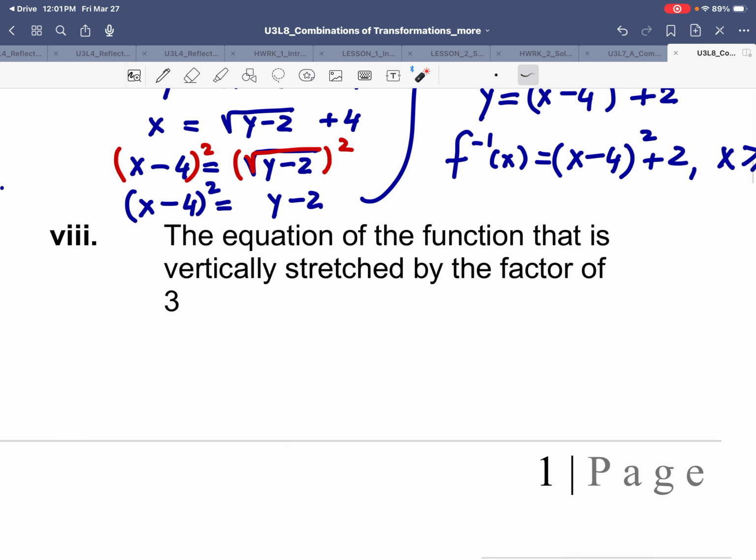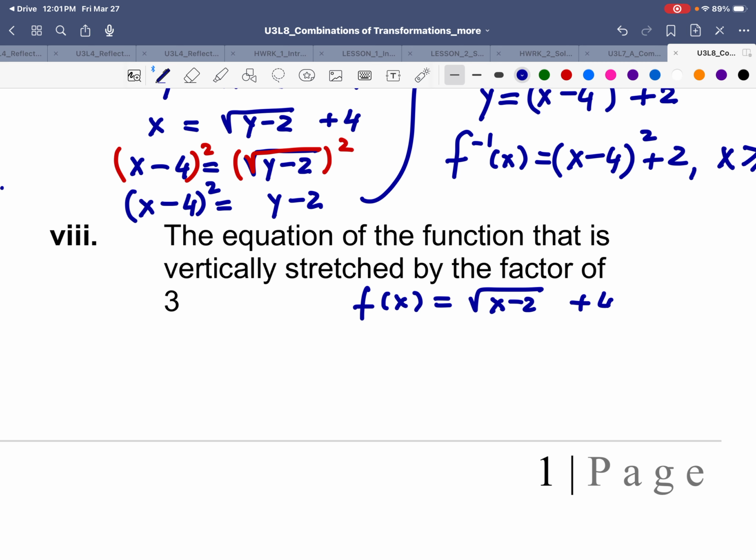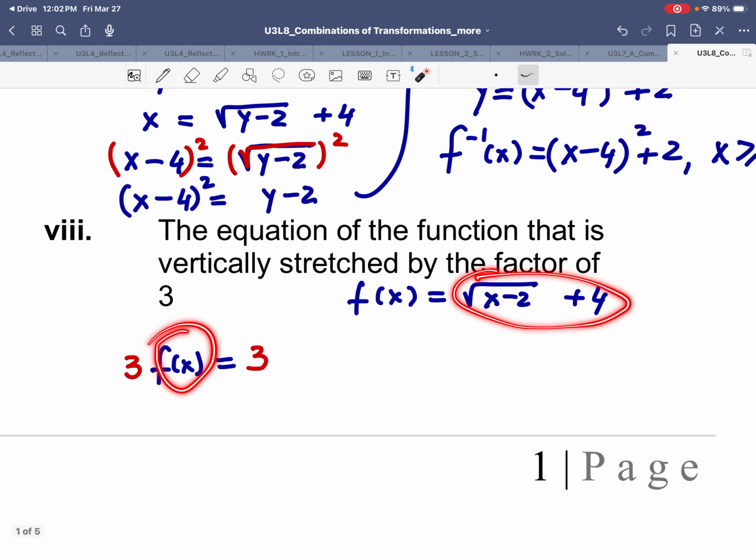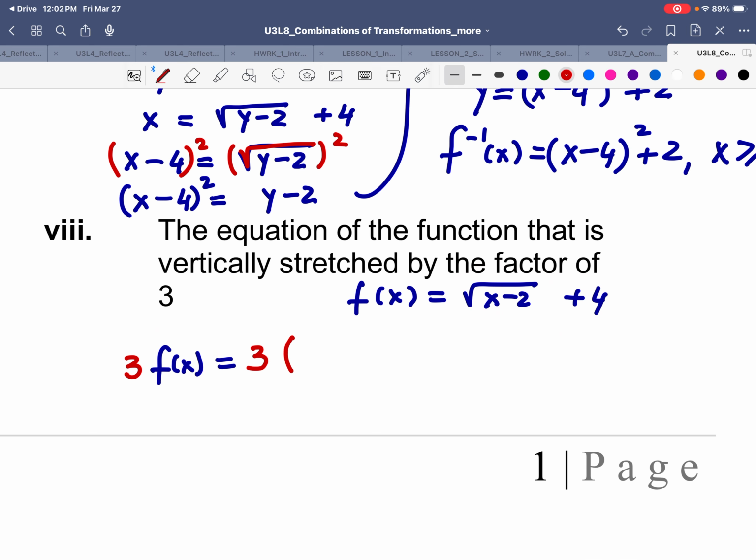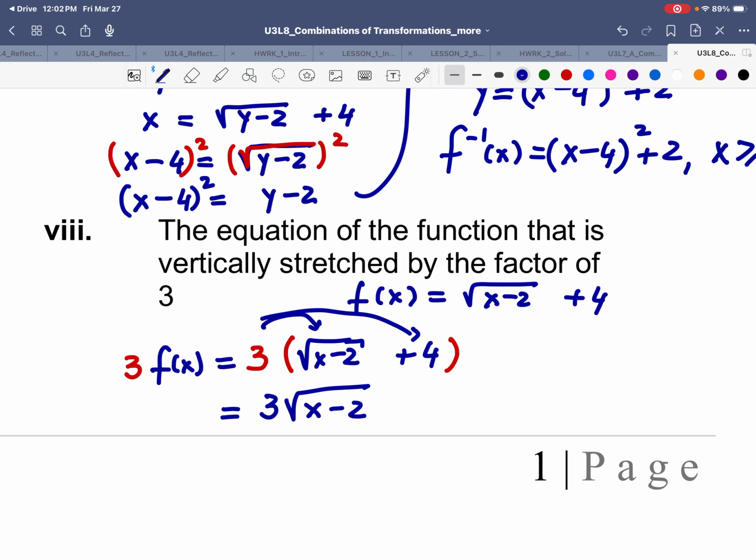Now the equation that is vertically stretched by a factor of 3. Remember that our f(x) is the square root of x minus 2 plus 4. So if you have a function vertically stretched by a factor of 3, we're doing 3 f(x). So what that means is that the number 3 will multiply the entire f(x), so the entire square root of x minus 2 there, and then plus 4, and you close the brackets. And what we got now is 3 root of x minus 2. Remember that we're multiplying this in, plus 12, and this would be 3 f(x).